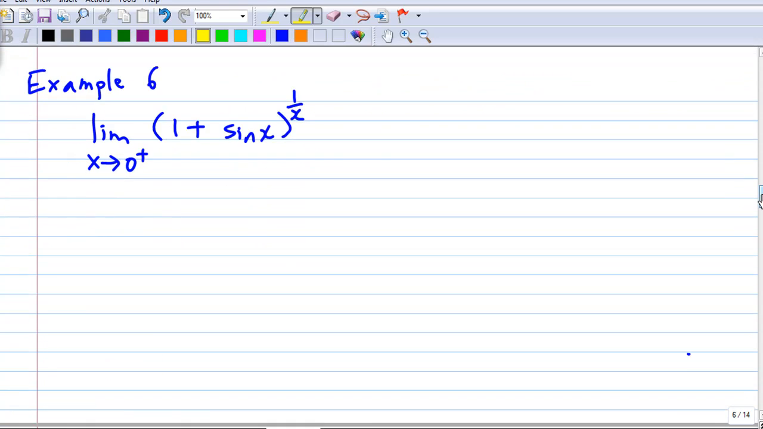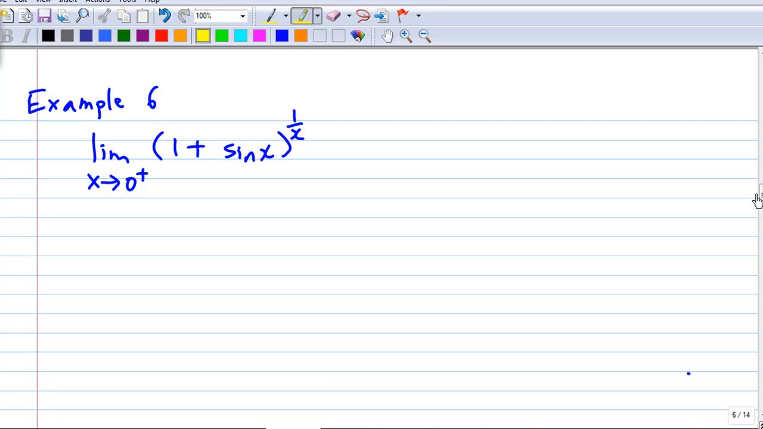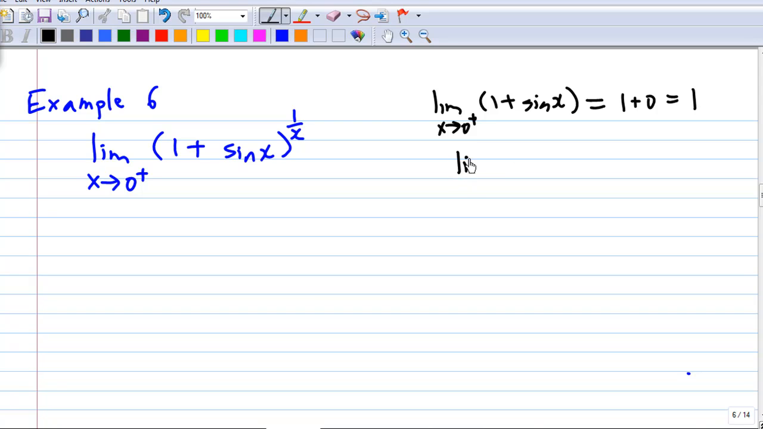Here is example 6. The limit of x approaches 0 from the right, (1 plus sine x) raised to the power 1 over x. This is the type of indeterminate form 1 to the power infinity, because we know that when x approaches 0 from the right, 1 plus sine x will approach 1 plus 0, which is 1. And when x approaches 0 from the right, we know 1 over x will give you infinity. So this is the type of indeterminate form 1 power infinity.